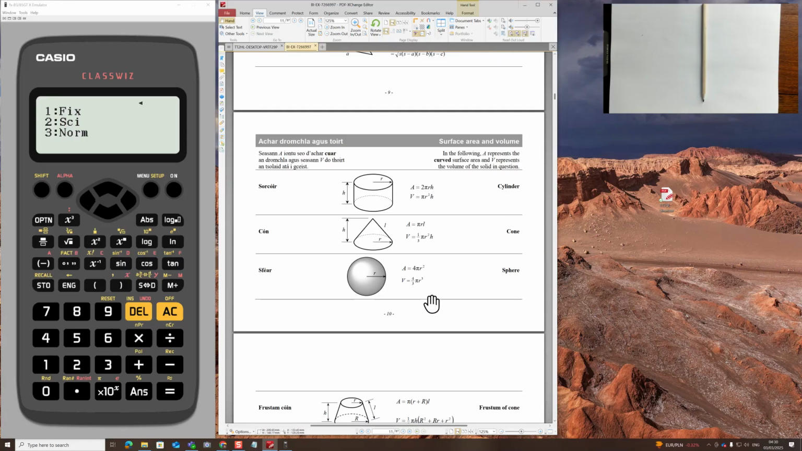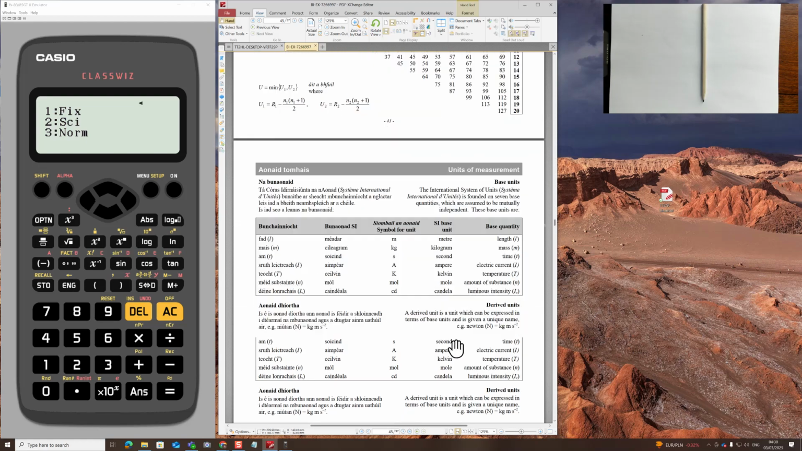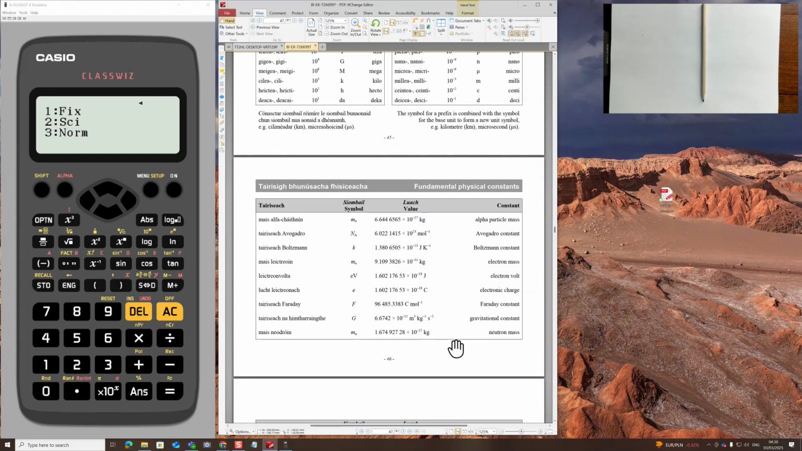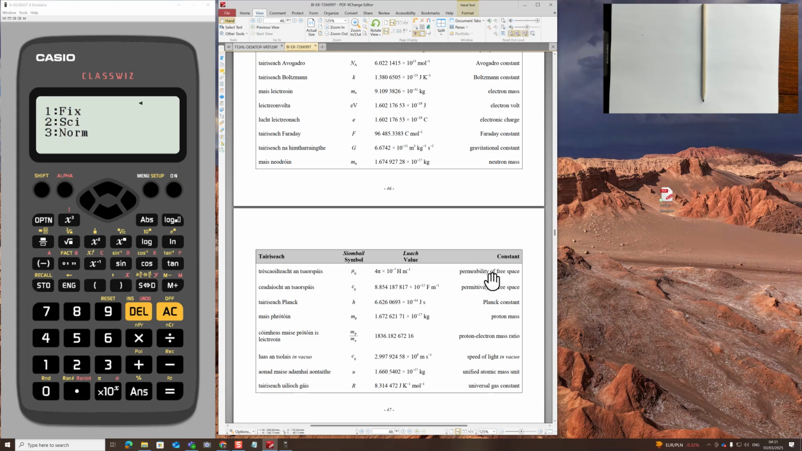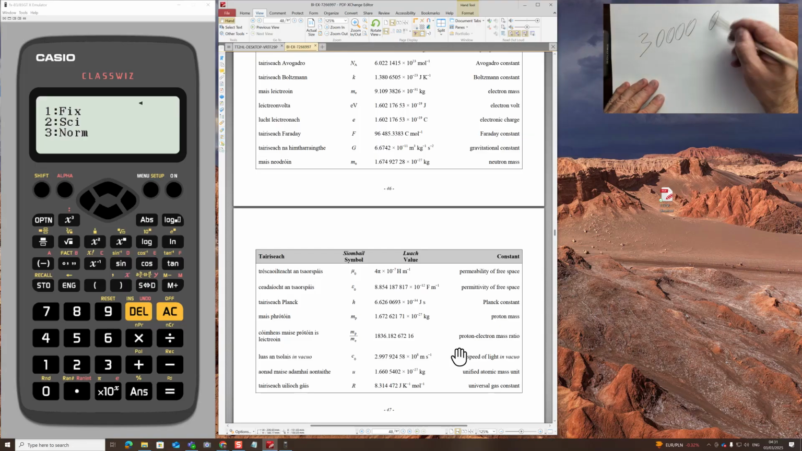So we're going to jump up to page 46. There's 47, here's 46. We have lots of numbers here that are fundamental physical constants. In physics we get very big numbers and very small numbers. Here's the speed of light in a vacuum, 2.997924. Well, we can call that 3 with 8 zeros on it.